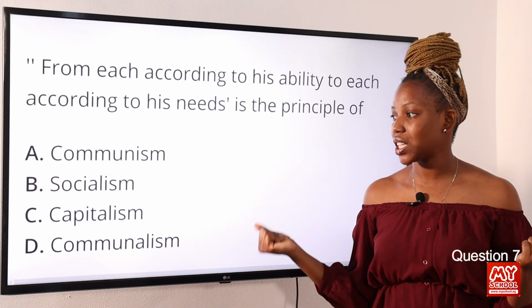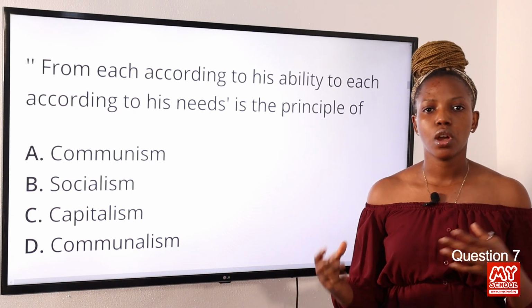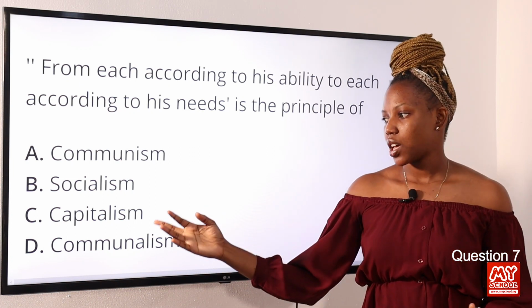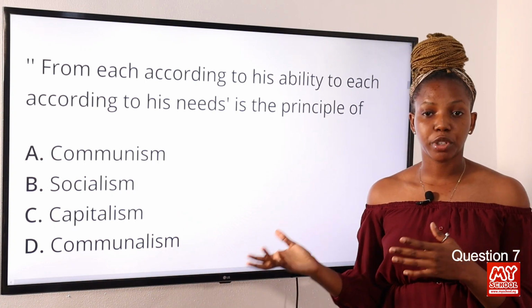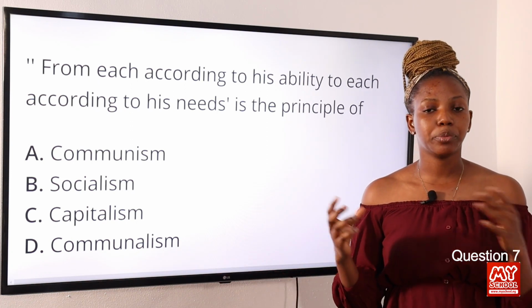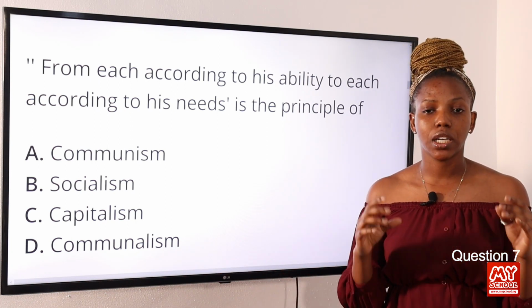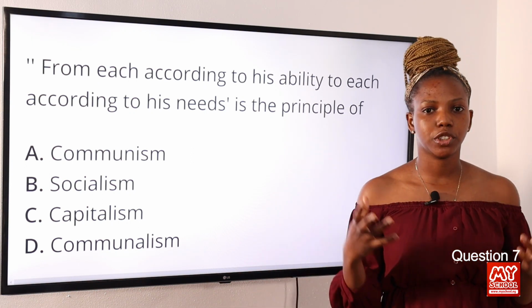However, option B, socialism, is a system in which the means of production is managed or controlled by the state. Capitalism, the means of production is owned or controlled by a private person. For communalism, this is a system in which landed property or natural resources are collectively owned by the community. So the answer to this question is option A, communism.